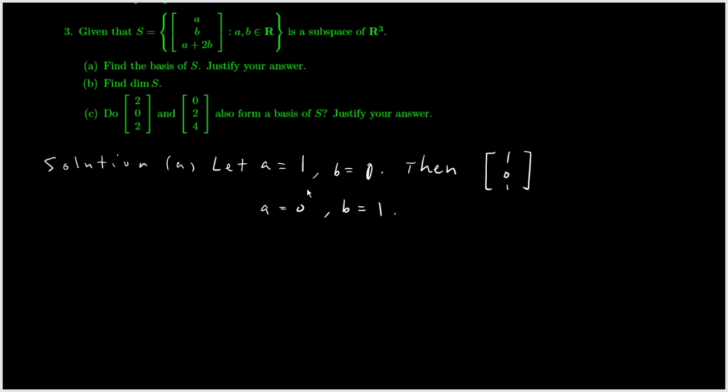And we use A value of 0 and B value of 1. Then the third component is 2B, I believe it's 2. I told you how to find two vectors.